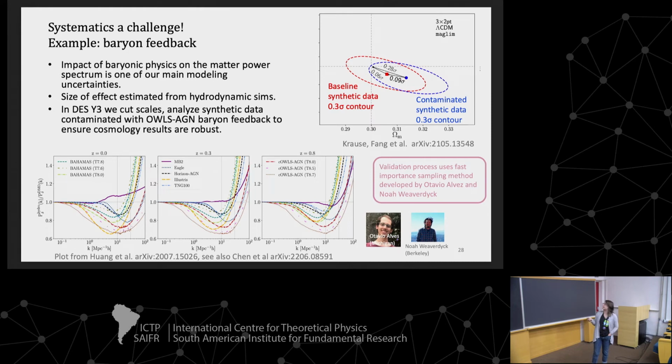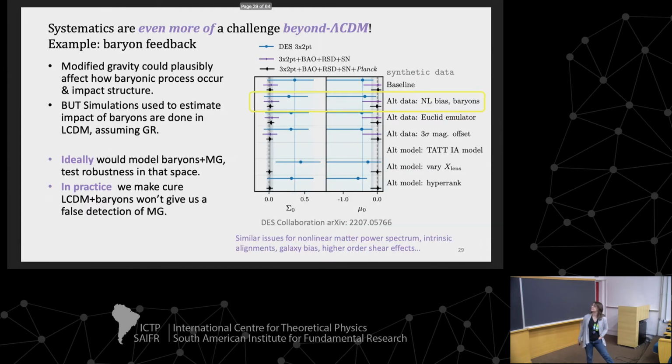And just to highlight, especially because I think some of you know Otavio Alves, our ability to do this quickly for a lot of different kinds of systematics, baryons being one example, relies on an importance sampling-based method that Otavio and Noah Weaver-Dick developed. Okay, so this is a challenge even for lambda CDM analyses.